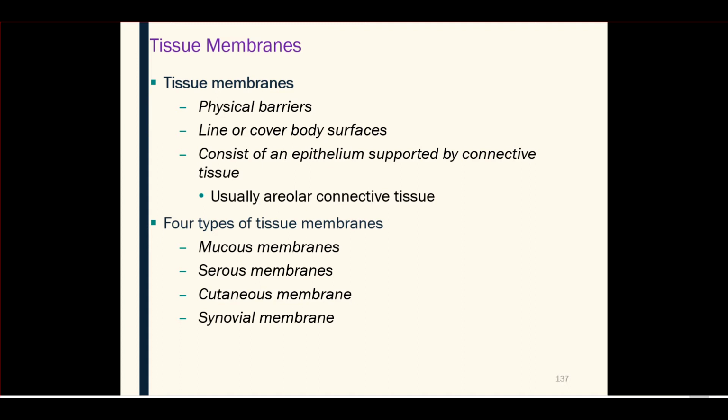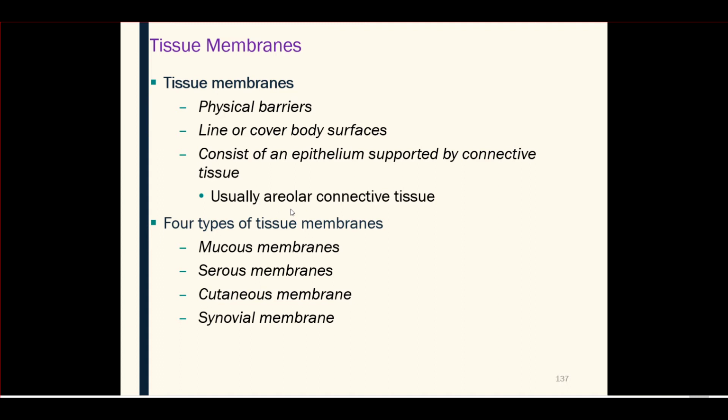So think about this for a minute. If you remember, lining and covering was the function of epithelium. So that means our membranes are going to have epithelium and then a little bit underneath it connective tissue, and usually that connective tissue is areolar connective tissue. So it's important for you to know that our tissue membranes consist of a layer of epithelium supported by areolar connective tissue, and I'll show you some pictures of that.